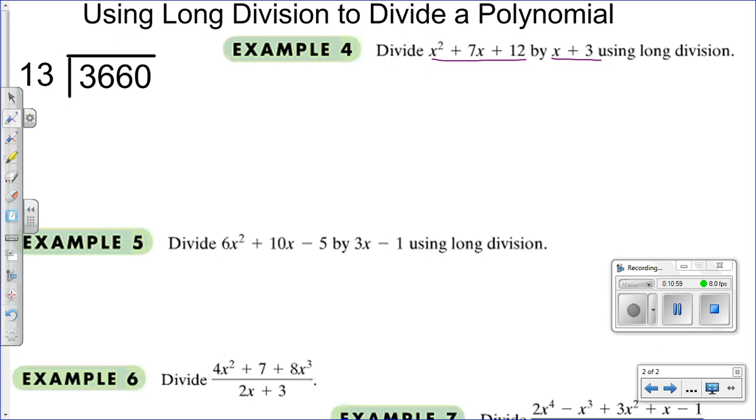So what was the first thing you did? Could 3 be divided by 13? Nope. What do you do instead? The next one, right? So 36. How many times can 13 go into 36? 2. All right. Now what do you do after? Before you subtract, you multiply 13. So 2 times 13 is 26. Then you subtract. So you got 10. What do you do after? Bring down the 6. And then how many times does that go in it?